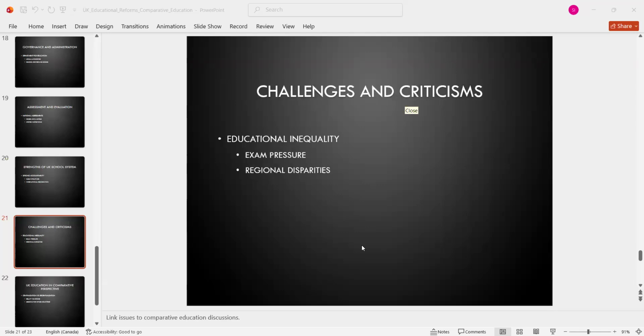So, challenges and criticisms: educational inequality, exam pressure, regional disparities. Same with us, right? We think the UK is a very developed country and we are a developing country, so they might not have these issues, but that country also has issues. Exam pressure, regional disparities, because we got the exam pressure from them. They are the people who introduced the O-level and A-level in Sri Lanka, right?